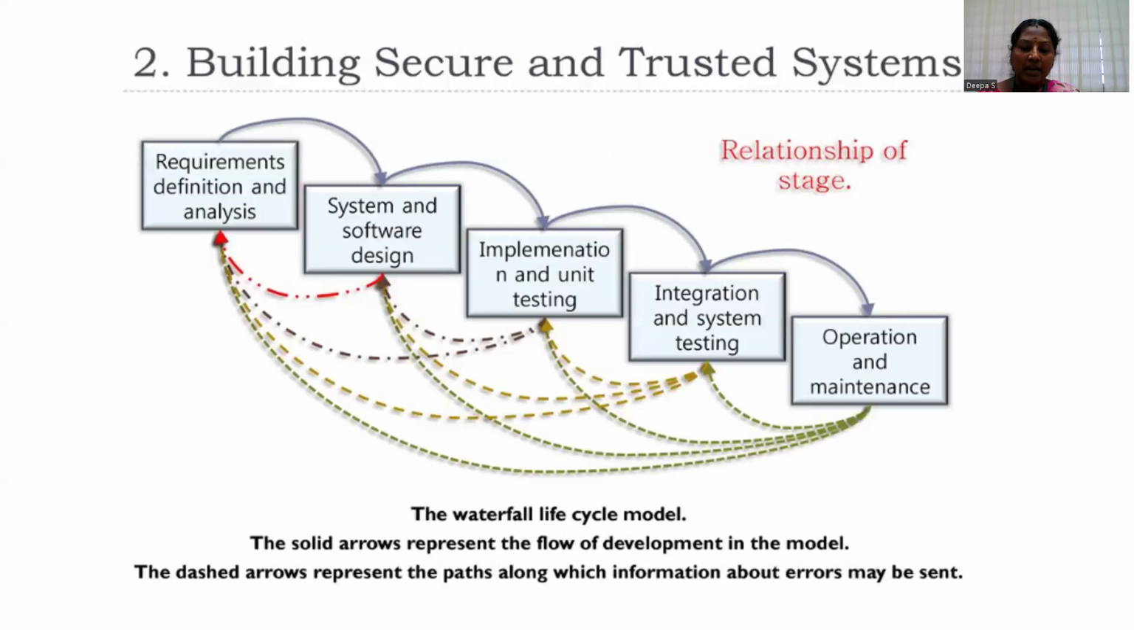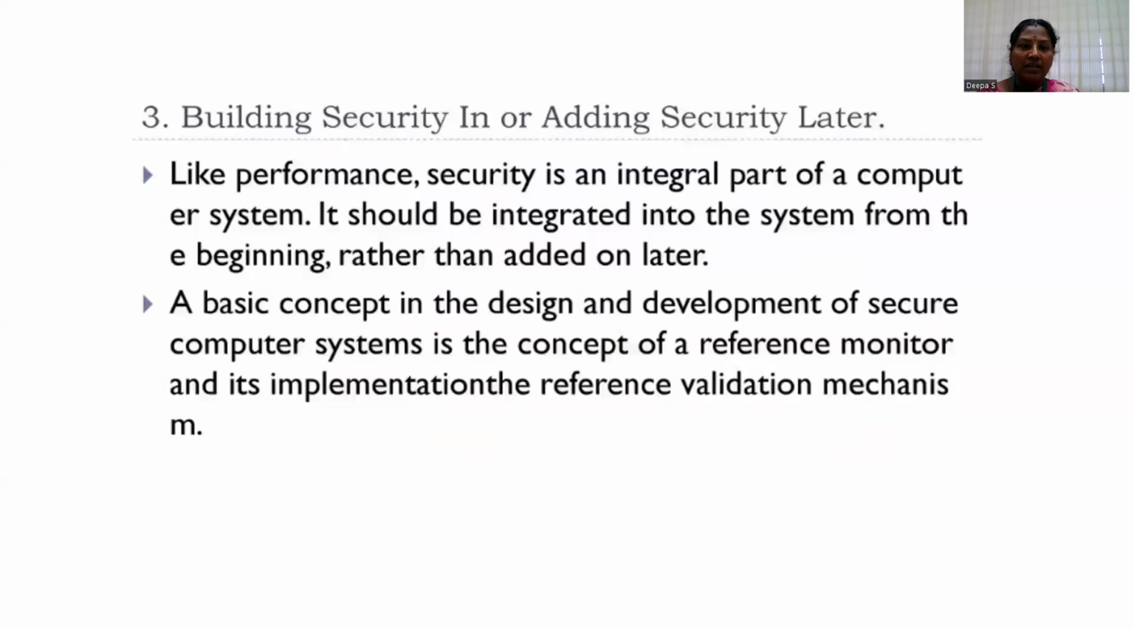This is the basic diagram which shows the flow of data, that is, the flow of information, developed in the model. Here, the dashed arrow is used to represent the path, and the solid arrow is used to represent the error. It will again repeat the stages.